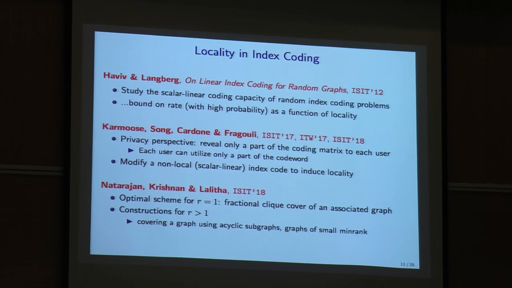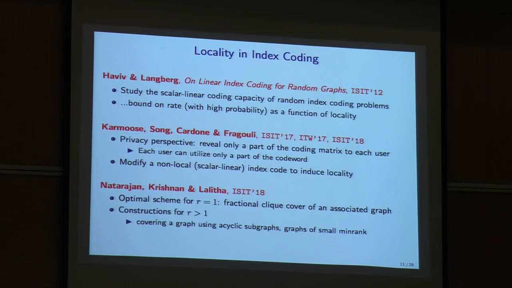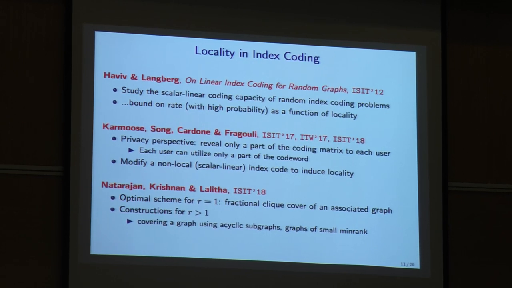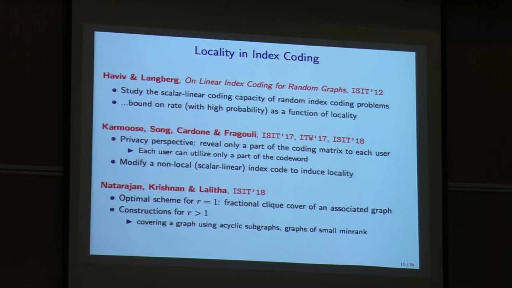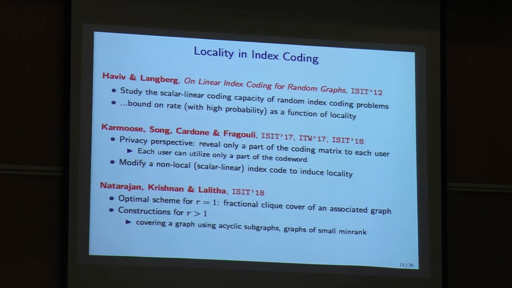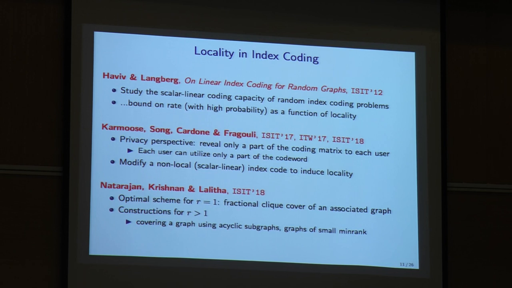So to reduce this leakage, they suggest that you have an encoding function, but you reveal only parts of the encoding function to each receiver, which means each receiver will be able to utilize only parts of the transmitted codeword. So you naturally have a locally decodable index code.